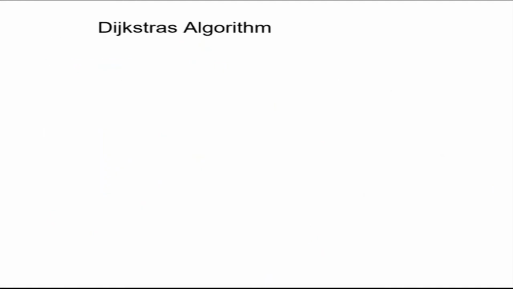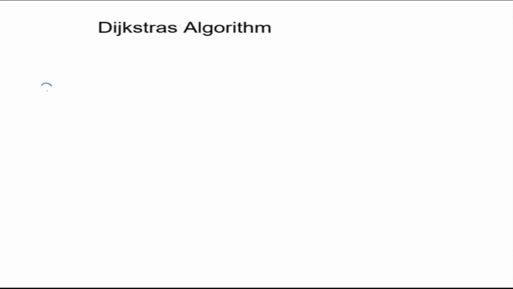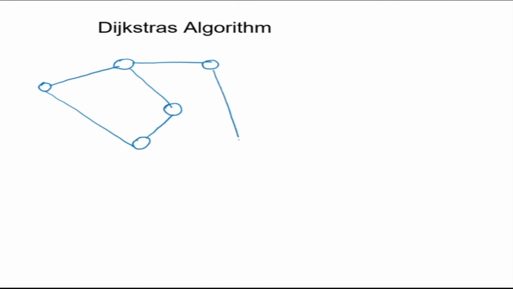Now, the first of the informed searches we talked about is Dijkstra's algorithm. Dijkstra's algorithm goes something like this. Suppose we have a graph like this. This is A, this is C. I'll just draw the various states. You can consider them to be a network of paths, and we want to go from one state to another. We are here and this is here.